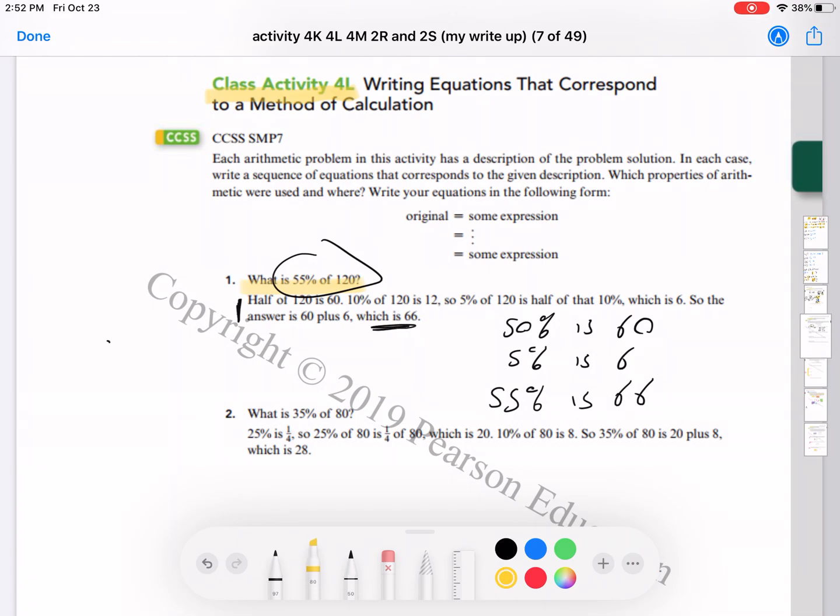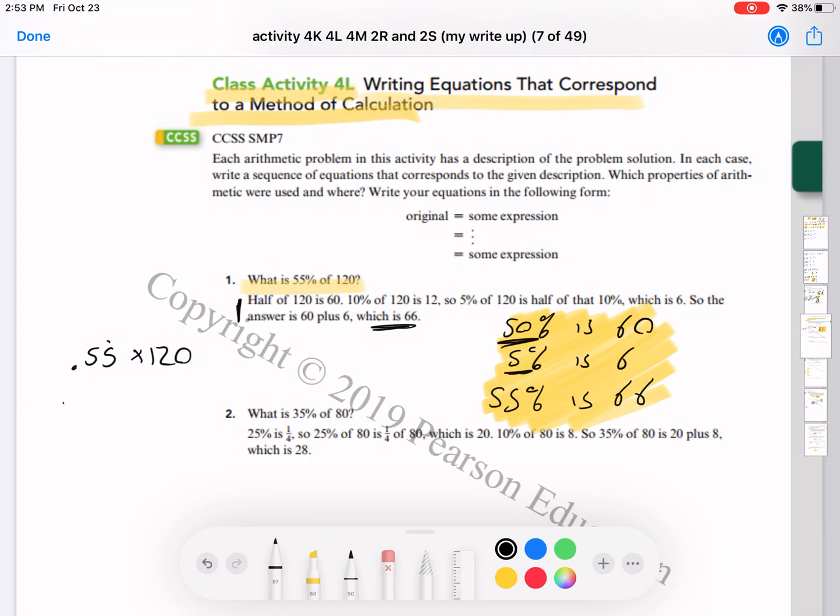Now, the real question is, does this method work? Is it legitimate? Whenever we come to some new thing, you always have to make sure that what you're doing makes sense. And so this section has you actually write equations that correspond to what's happening here. And when we do so, we will actually see some of the rationale. 55% of 120, that is the same thing as 0.55 times 120. But I did it as 50% and 5%. So the first thing I'm going to do is write this as 50% plus 5% times 120.